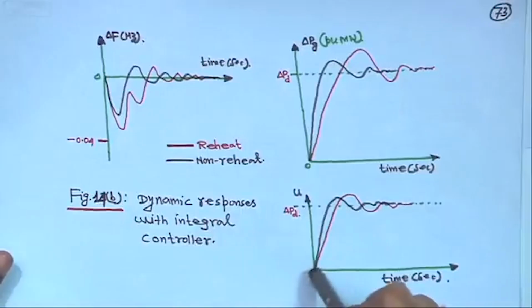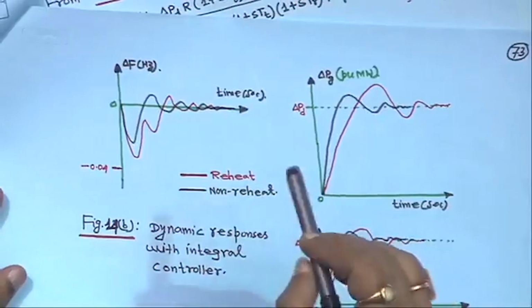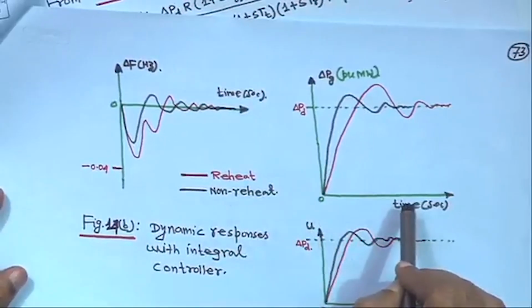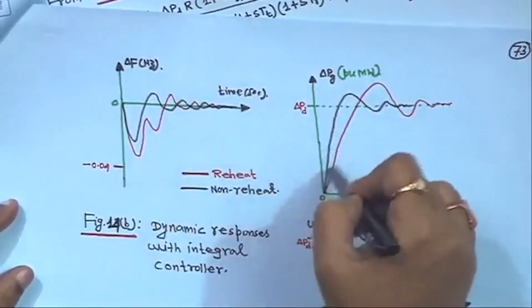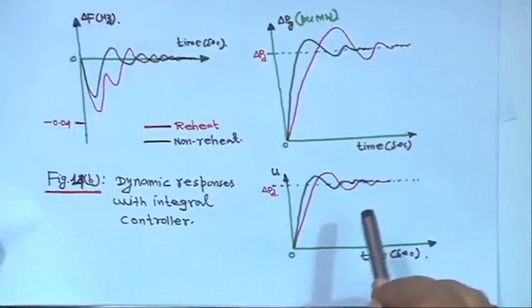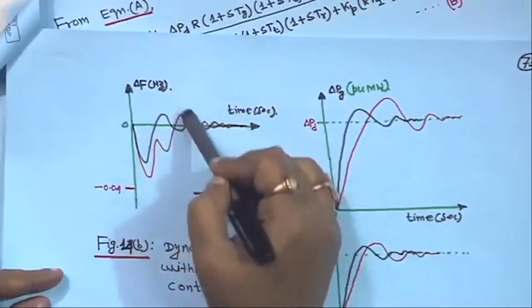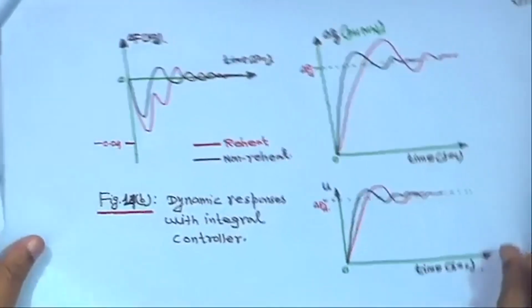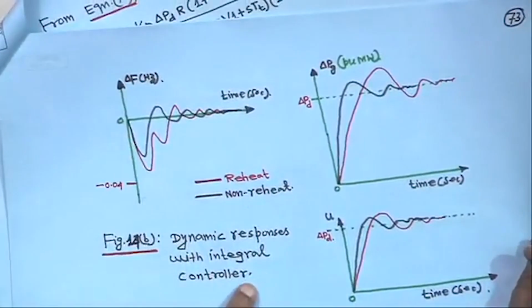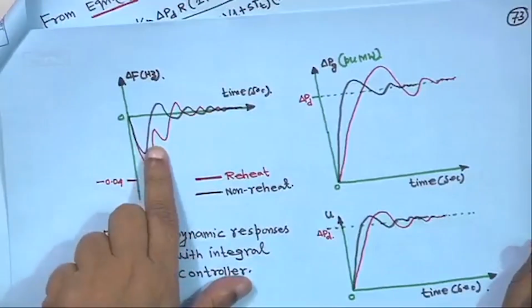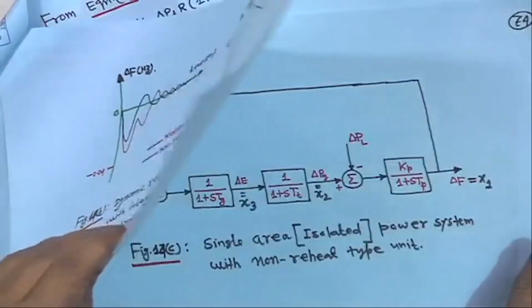Now, if load decreases, that means it is going to the negative side. When load decreases, the frequency will start swinging from the positive side, and generation will settle to the negative side. That means generation decreases, and u also will be like this. So, in that case, if you take the mirror image of this one, the response will be something like this, right. This response is for the load increase, the dynamic response with integral controller. Load has increased, that is why frequency is initially going to the negative side.